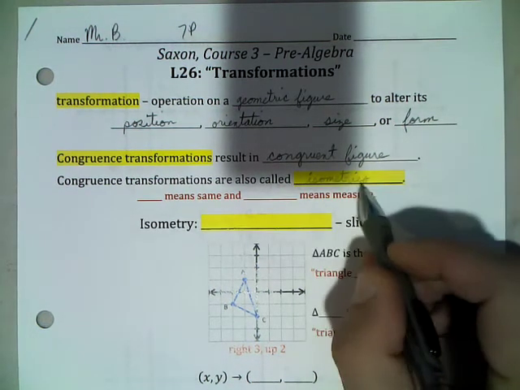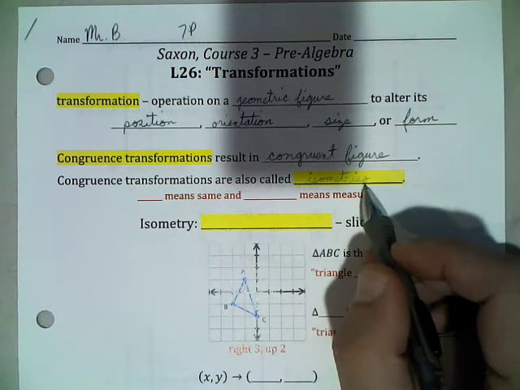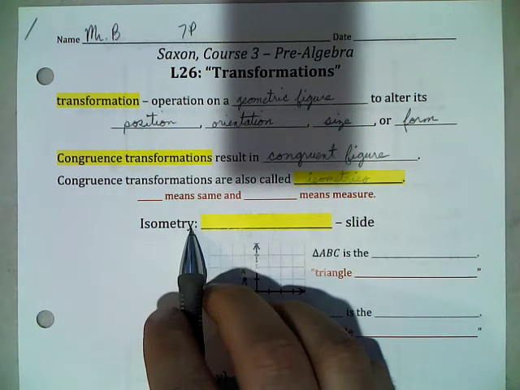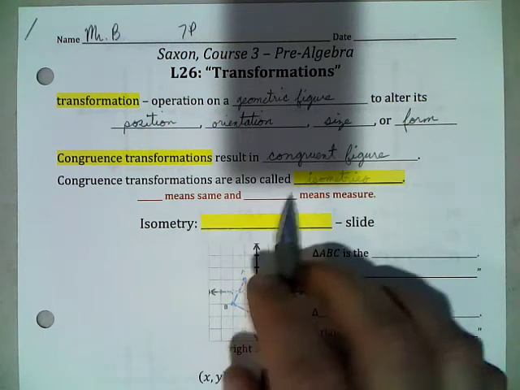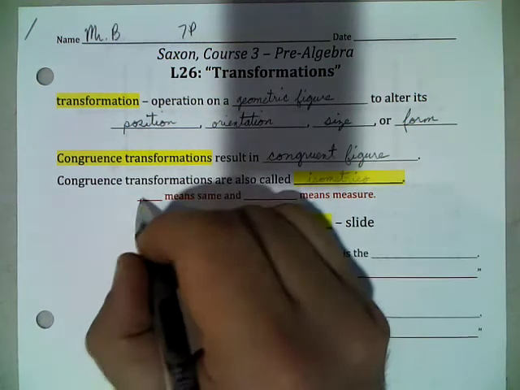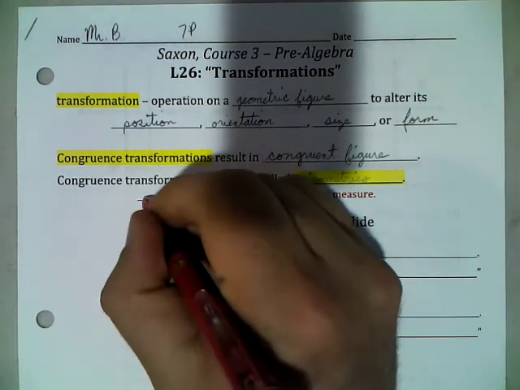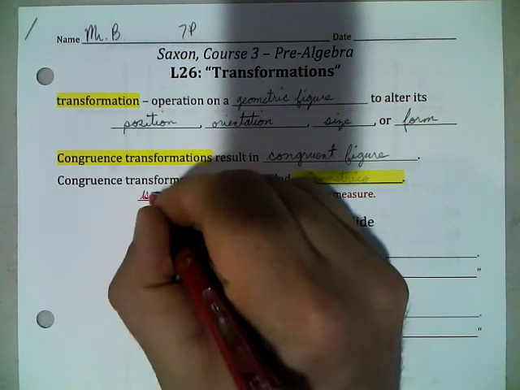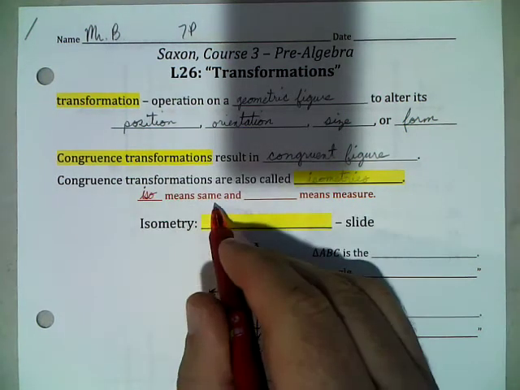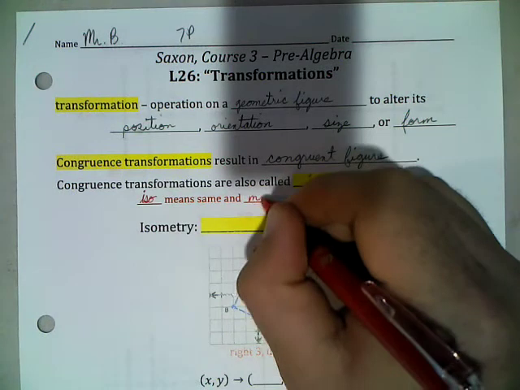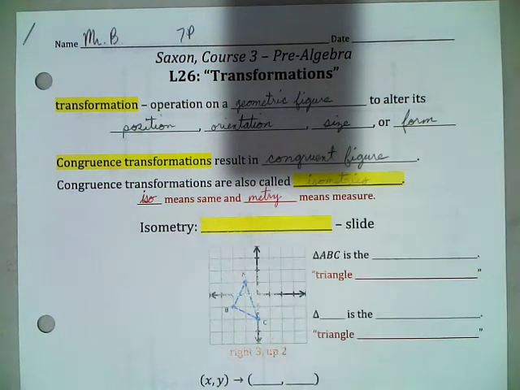And that's plural. If this was singular, the IES would turn back into a Y, just like we see here. So in the word isometry, iso means same, and metry means measure. So isometry literally means that they have the same measure, which is why when you've done an isometry, you have congruent figures.